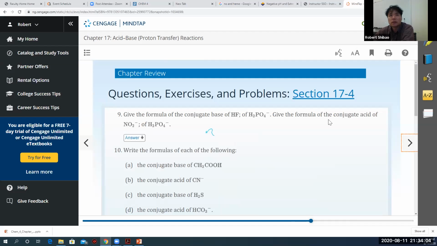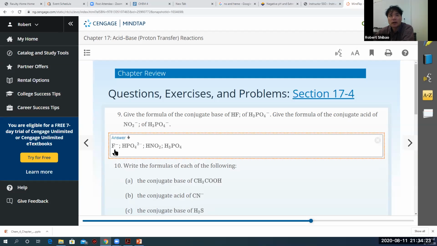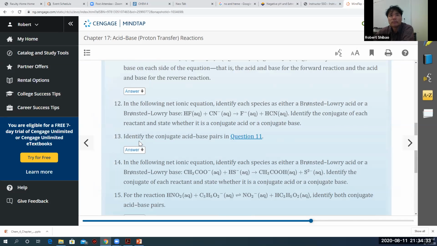We're just going to do the odds. Give the formula of the conjugate base of HF. It would be F minus. Conjugate base, that means this acts as the acid. If this acts as the acid, it loses H. So HPO4 2 minus. F minus, HPO4 2 minus. The conjugate acid, this acts as the base, so the acid would be HNO2. If this acts as the base, this acid would be H3PO4.